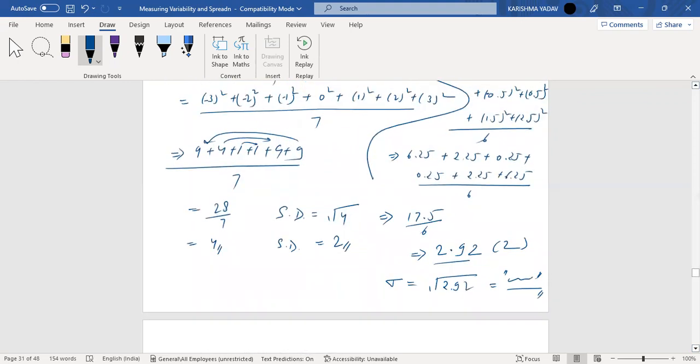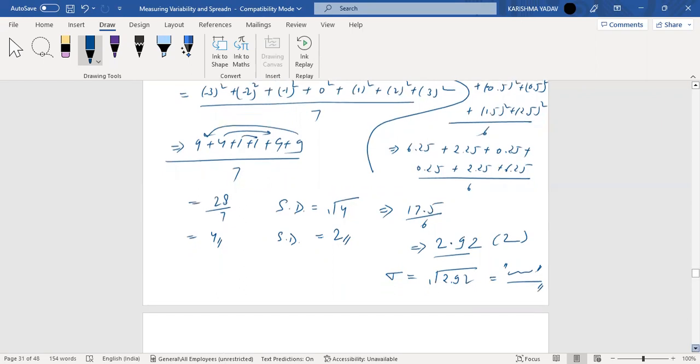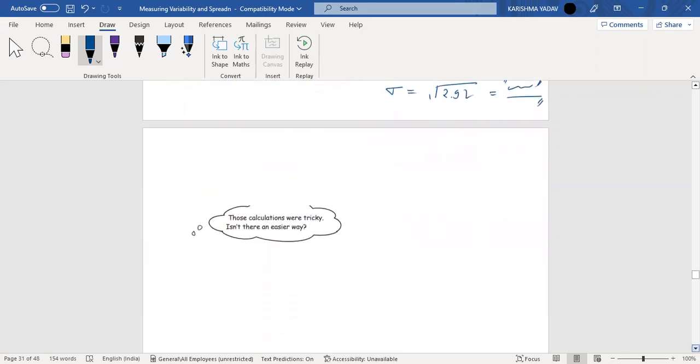Now it is asking, these calculations were tricky, isn't there an easier way? In this calculation, it is quite tricky that we have to take out the average first, then subtract the average from each value, square the distances, and add those squared distances. Then it will give us the value of the variance, and then we have to take the square root of the variance.